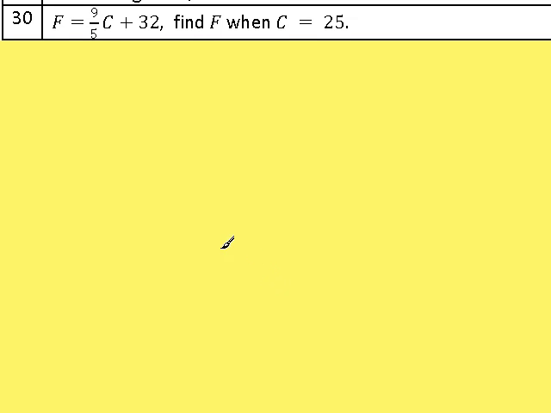The next three problems involve evaluating formulas. So here we have a formula. This is actually the formula for a Fahrenheit temperature given a Celsius temperature. And all we want to do here is substitute in. So we're going to substitute in C equal 25.